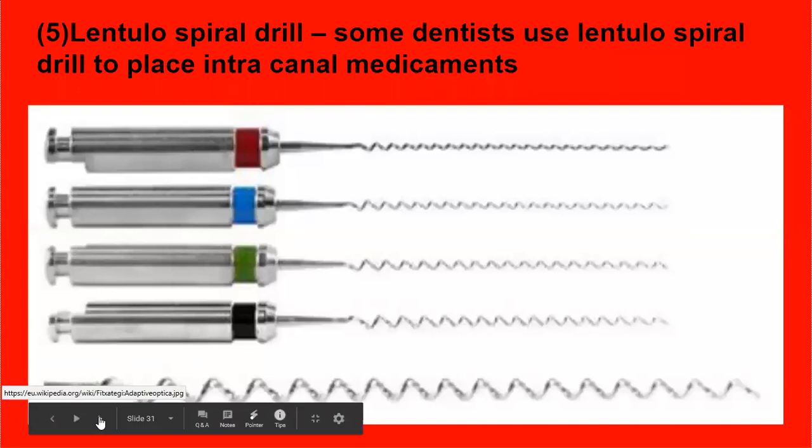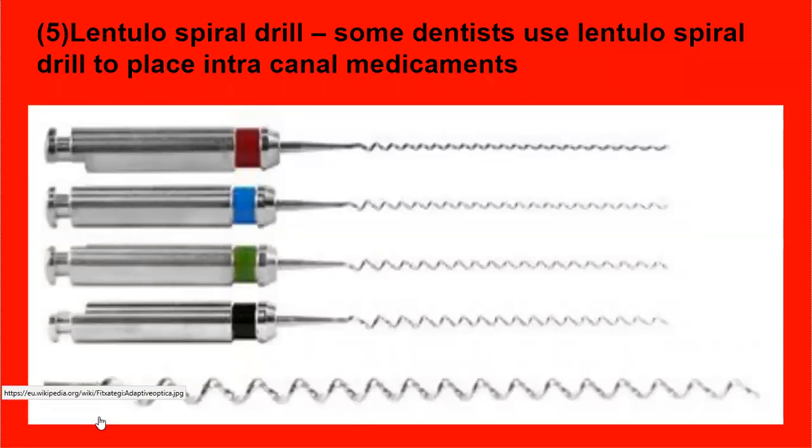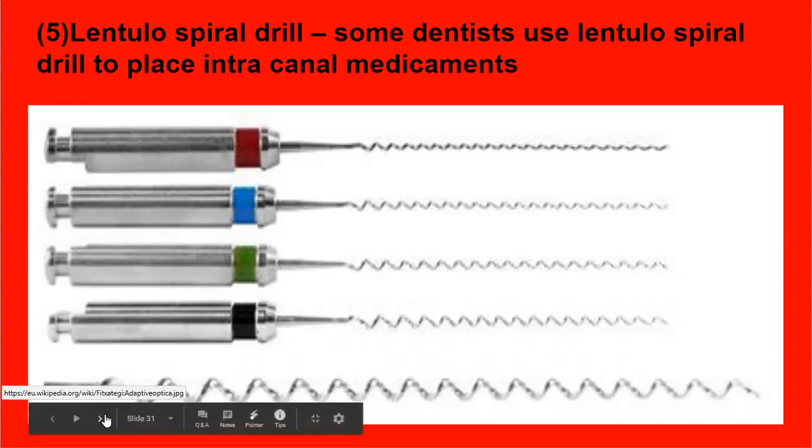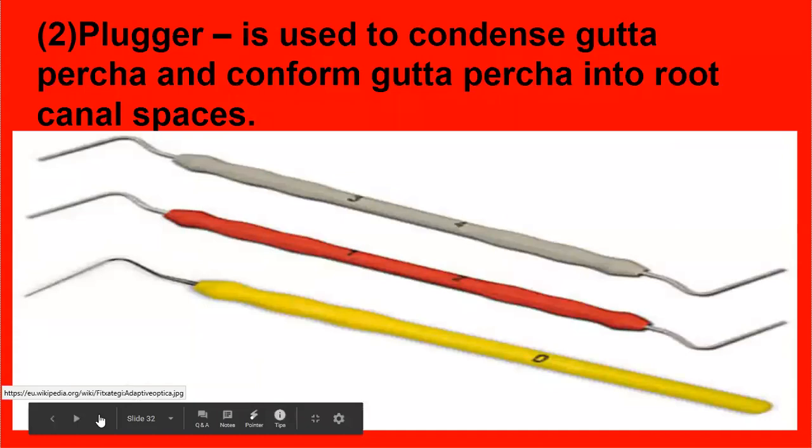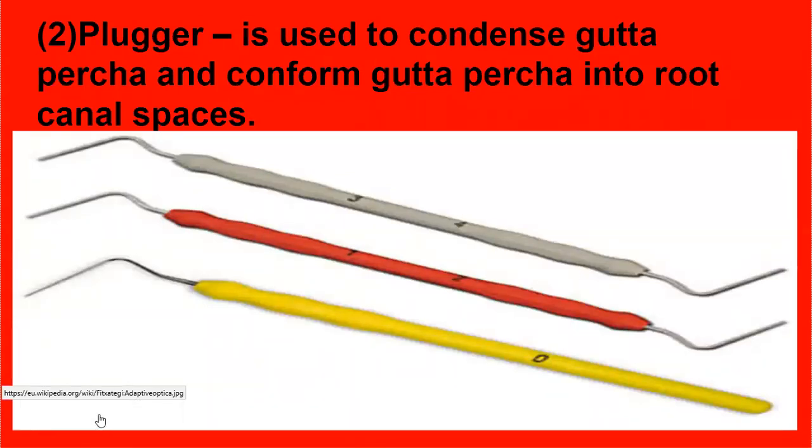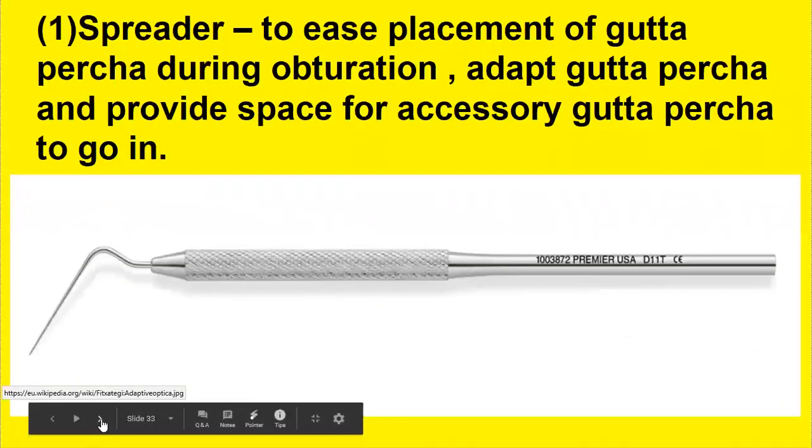Okay, so some doctors do a lot of different ways. Like I said, there's a lot of different techniques. So some doctors like to use a spiral drill, and they will insert the drill into the sealer, and it picks up the material, and then they'll spiral it down into the canals. Then they're going to use a plugger. You're going to use this to push your gutta percha into place. You can also use a spreader.